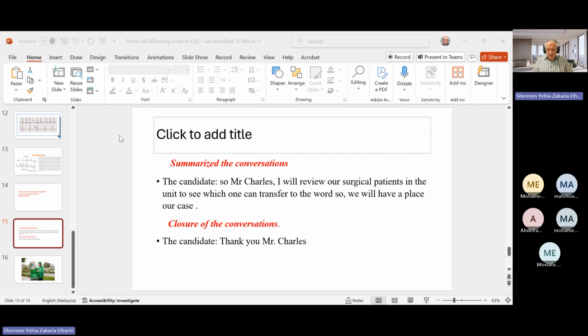Okay, so the solution for that: he shows you the arterial blood gases, he shows you the air under the diaphragm for perforated viscus, he shows you the ECG, and after that I will check the case and try to transfer one of the cases and thank him. Don't forget at the end to summarize the case. Don't forget to thank him after you finish the call.